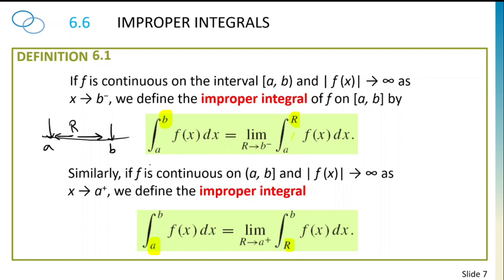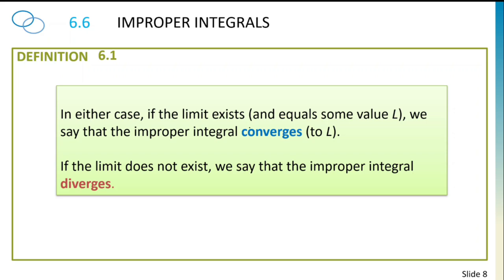The first thing we always need to do is check the continuity of the function, whether we have any point of discontinuity within the interval from a to b. This concept we're going to use a lot later in chapter 8. So if the limit exists, this improper integral, we say it converges to that value, which is L. But if the limit does not exist, we say that the improper integral diverges.